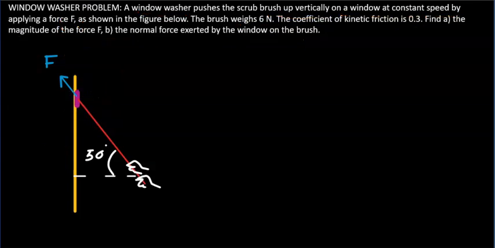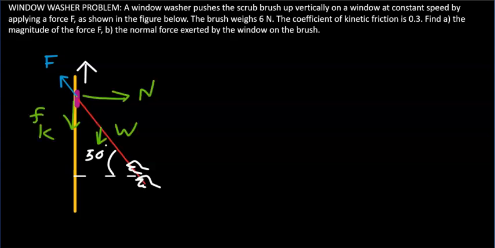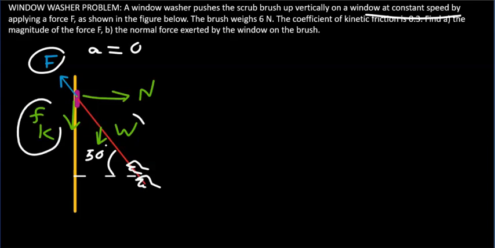Let's look at the free body diagram of that brush. The motion is that way because it's being scrubbed vertically upward. So that means weight is downward. Normal force and F. We know this happens at constant speed, so the acceleration is 0. So what that means is the vertical component of F must be balanced by the sum of that kinetic friction and weight. The vertical component of F is given by F cosine that angle.